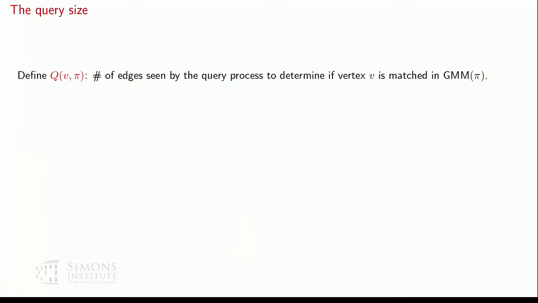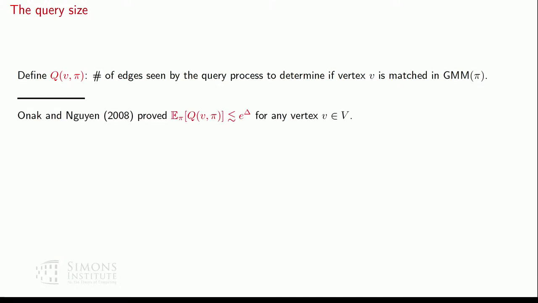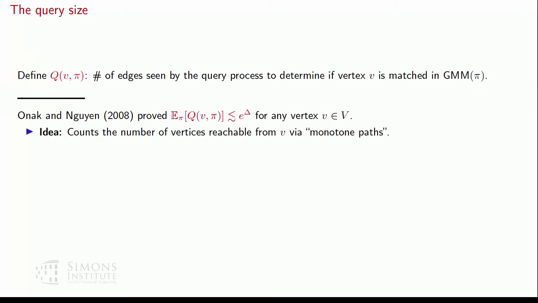Now let's define this quantity q(v, pi) to be the number of edges that we recursively query if we want to determine if a vertex v is matched in the greedy algorithm according to some permutation pi. Onak and Nguyen, who introduced this recursive process, showed that for every vertex, so long as this permutation pi is random, the expected size of this recursive query tree is upper bounded by e to the delta, which is small when delta is constant. So their focus was on constant degree graphs. The intuition is to basically count the number of monotone paths coming out of a vertex.